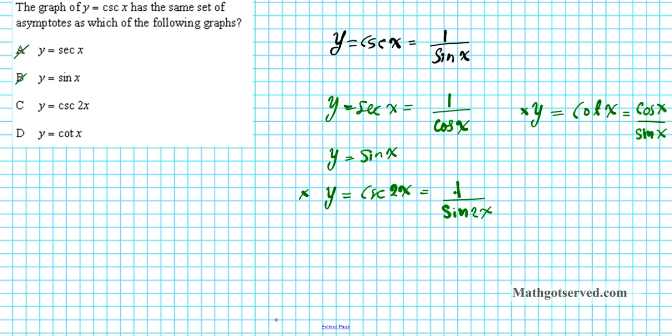Notice the original problem calls for sine x in the denominator, but this has sine 2x, which is a problem, but this has sine x, and this is exactly what we want. So we know that option C is not an answer. Your final result is option letter D. This function and this function have exactly the same asymptotes. Okay? They don't look alike, but their asymptotes are identical. All right, so that's that.